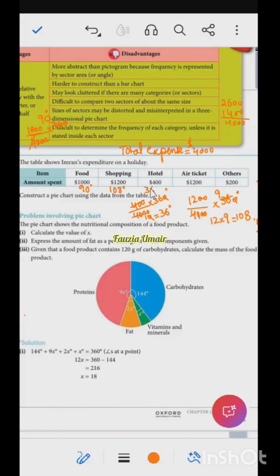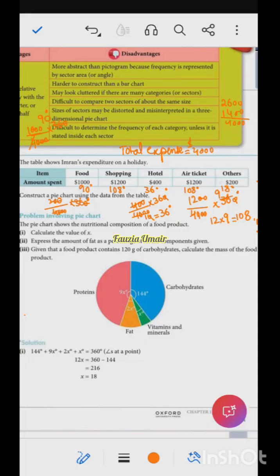That's right, 36 degree. So now air ticket is also 1200 and we have already calculated it. So this is also 108 degree. So lastly it is others, like the छोटे मोटे और खर्चे जो भी हुए. So 200 divided by 4000 multiplied by 360, इस तरह भी कर सकते हैं और इन सबको ऐड करके 360 से माइनस भी कर सकते हैं. ठीक है. So you can cancel all the 3 zeros. So 4 9 9 2 are 18 degree. Very good. So this is 18 degree.